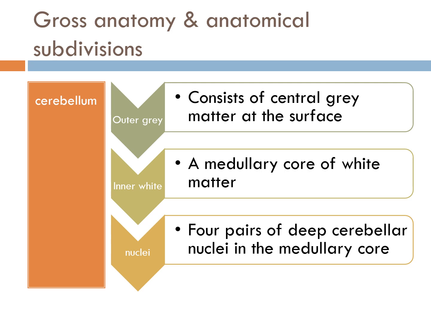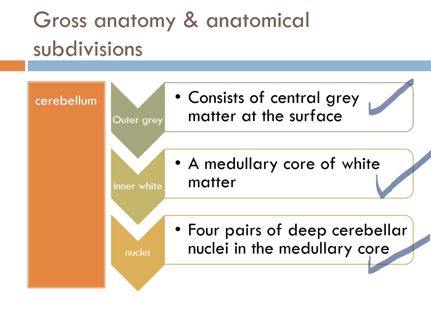Before we start with the anatomical subdivisions and gross anatomy, we have to know how the cerebellum is arranged in nature of grey matter and white matter. It consists of grey matter at the surface and medullary core of white matter. Same as the cerebrum, the cerebellum has the grey matter at the surface and medullary core of white matter. The remaining parts will have the grey matter in the center and outer white matter, same like the spinal cord, except the cerebrum and cerebellum.